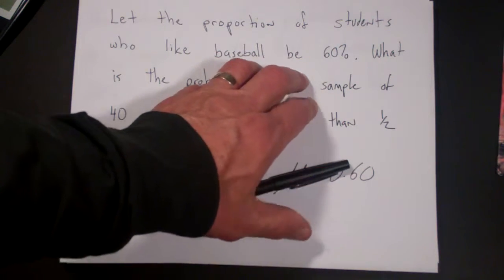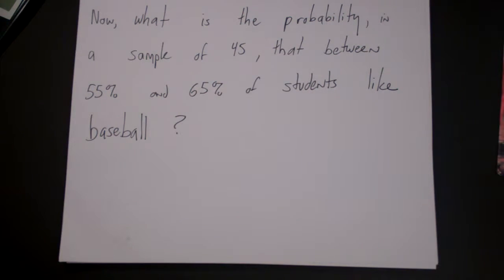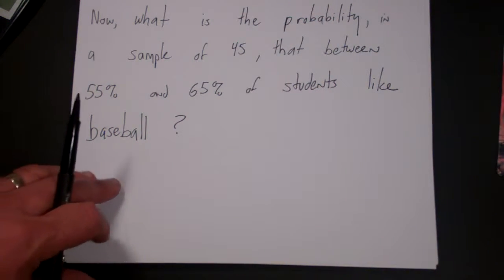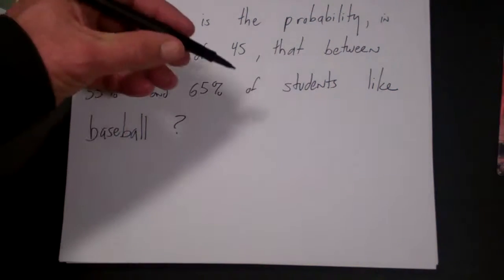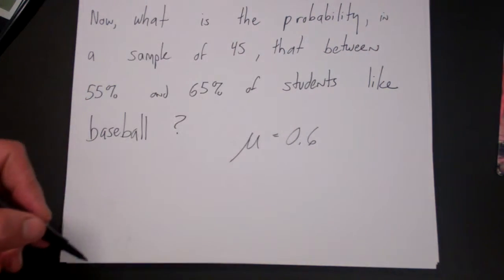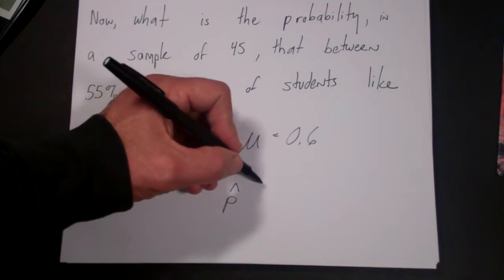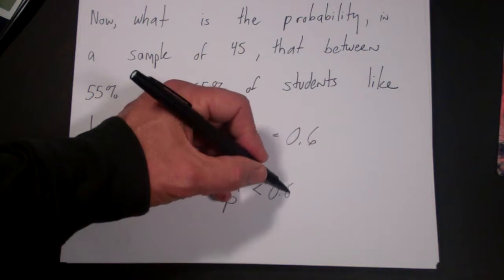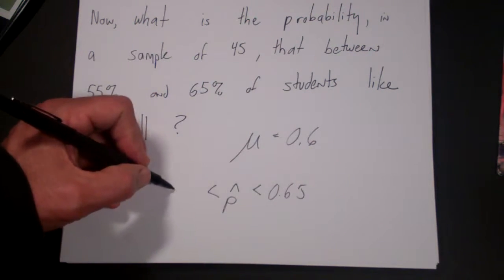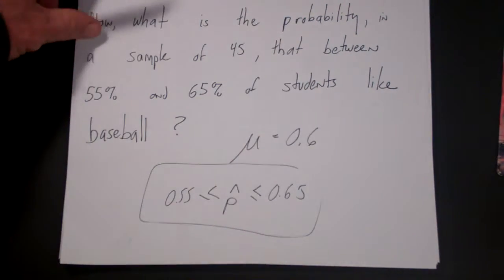That is, the proportion of students who like baseball is 60%, and then say what's the probability that if you take a sample of 45, in your sample between 55 and 65% of the students like baseball. So again, in this case, mu is equal to 0.6, and we're going to find the probability that p-hat in a particular sample is between 0.65 and 0.55. That's what we're trying to figure out, that probability.